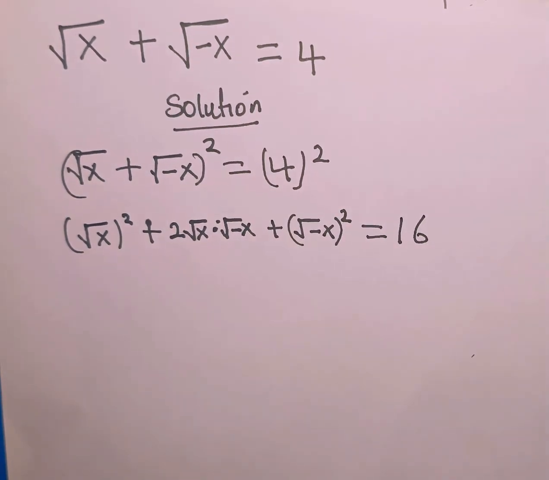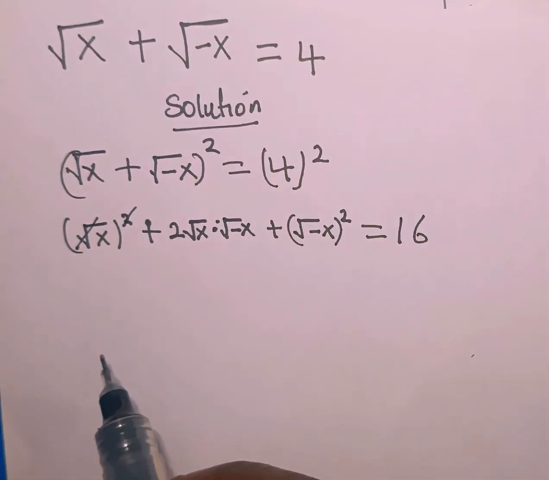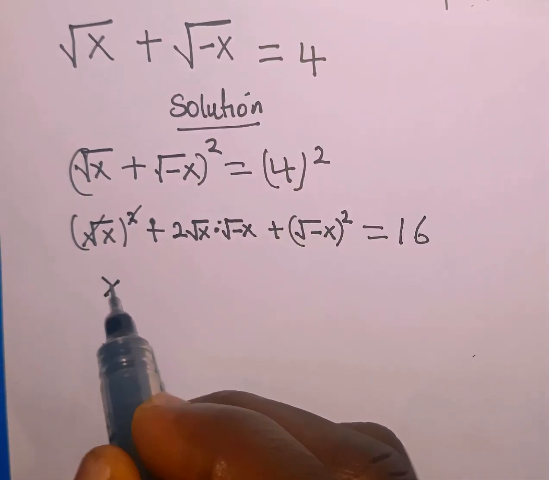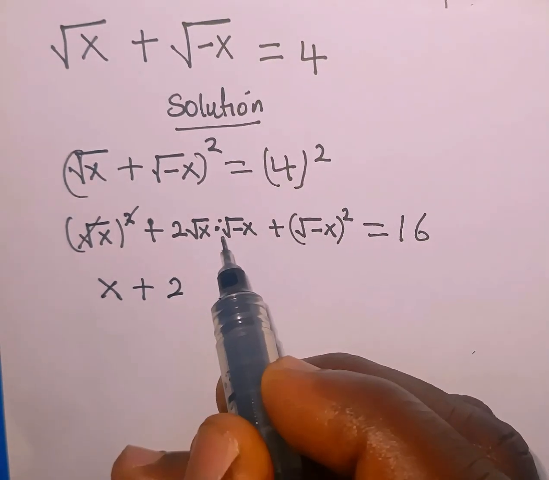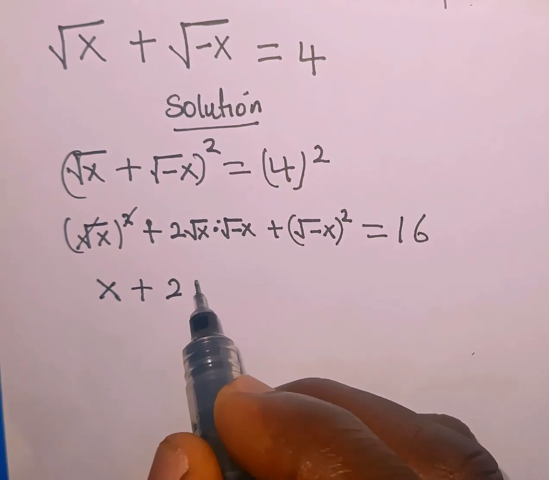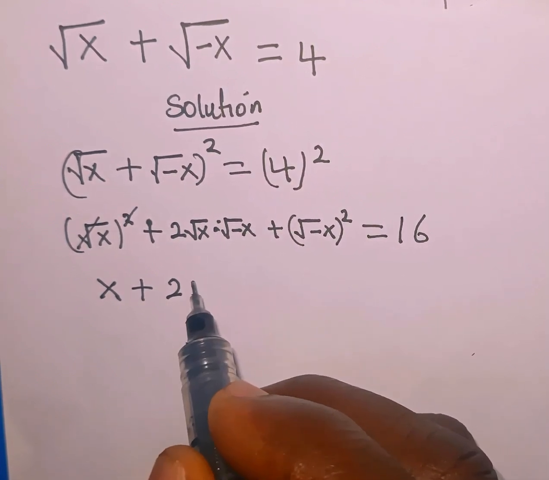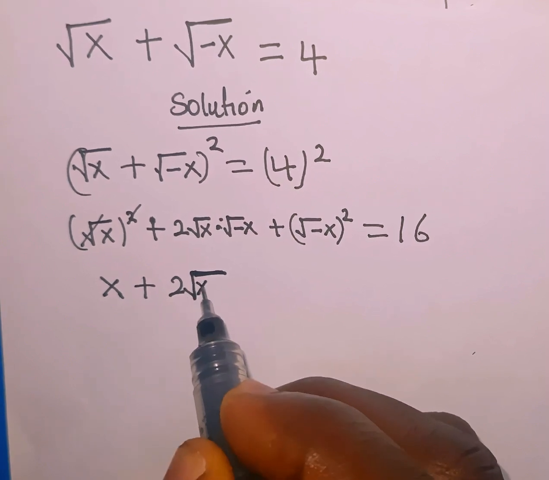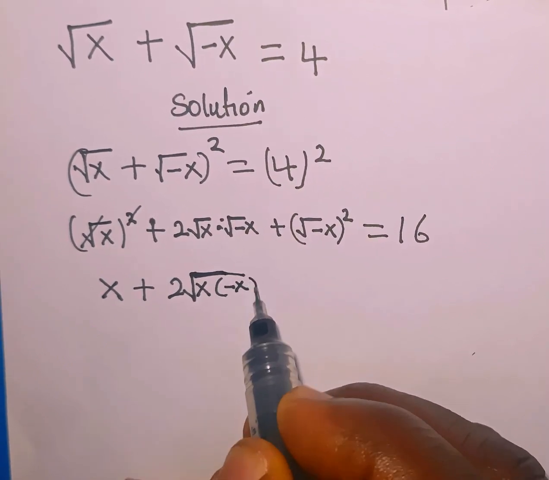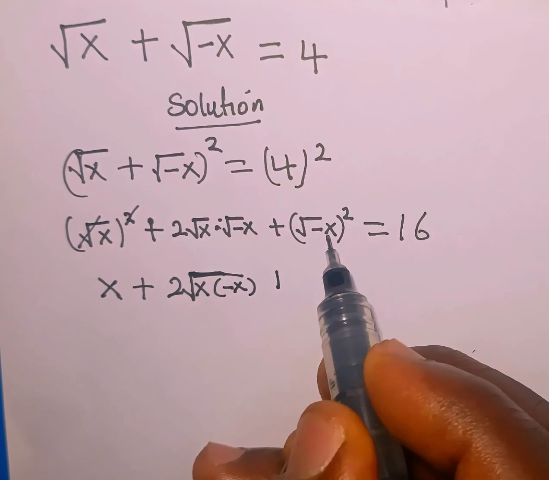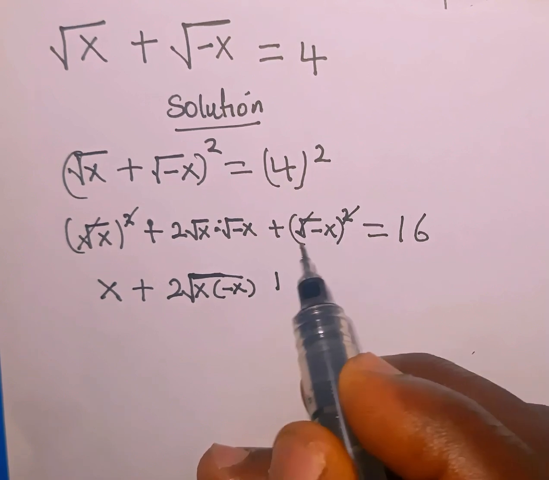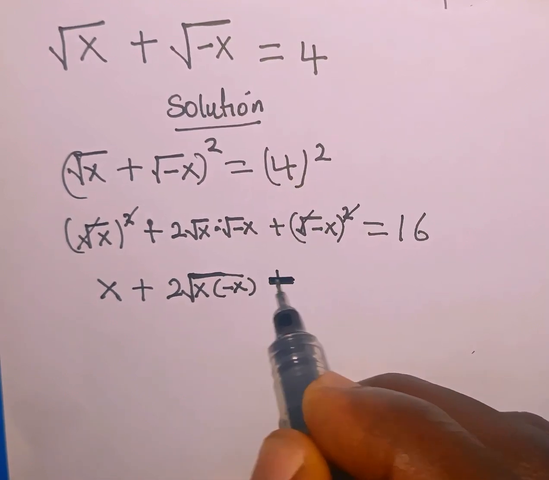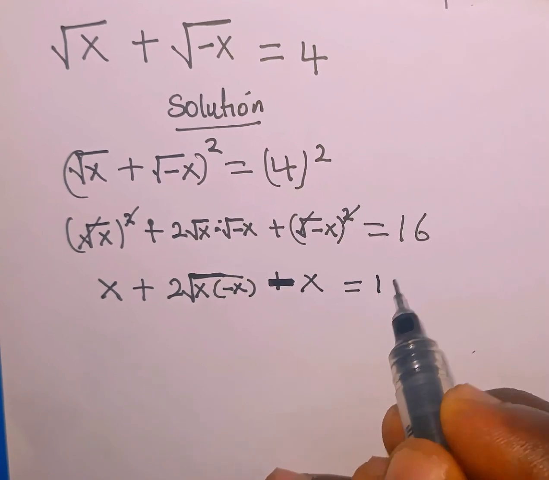The next thing we're going to do, recall that when you have a square root and a square, the square is going to eliminate the square root. So we are left with just x. Then here we have plus 2 and square root of x multiplied by square root of minus x. We can put them into one square root because this is multiplication. So we can write square root of x multiplied by minus x. The square root and square are going to cancel. We are left with just negative x, and negative x multiplied by positive is going to give us just negative x, which is the same as 16.